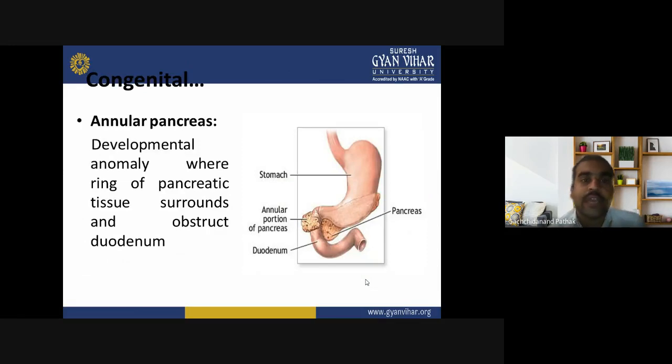Let's talk about congenital conditions, in the annular pancreas. This is a developmental anomaly where a ring of pancreatic tissue surrounds and obstructs the duodenum. What will happen when the pancreas develops is that there is overgrowth, and the pancreatic tissue surrounds and obstructs the duodenum. If the pancreas overgrows and blocks the duodenum, it will cause a problem in the passage of food from the stomach to the duodenum as well as a digestion problem.